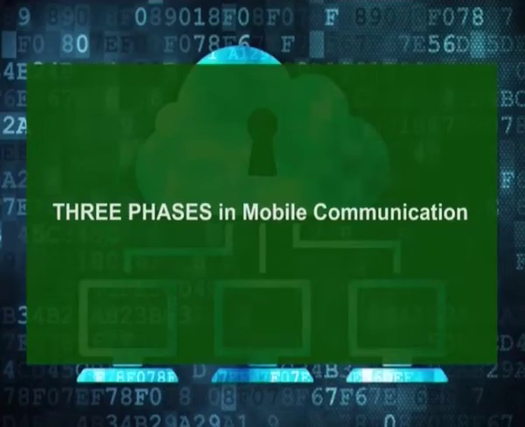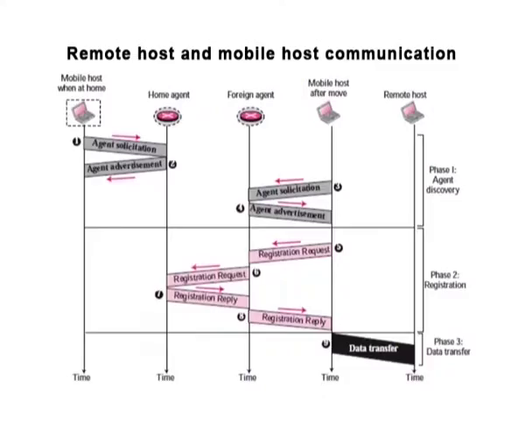Three phases in mobile communication. To communicate with the remote host, a mobile host goes through three phases: agent discovery, registration, and data transfer, as shown in the figure. The first phase, agent discovery, involves the mobile host, the foreign agent, and the home agent. The second phase, registration, also involves the mobile host and the two agents. Finally, in the third phase, the remote host is also involved. We discuss each phase separately.